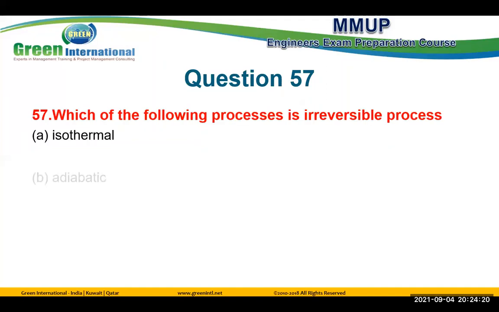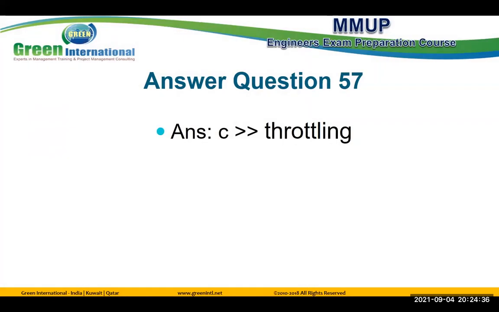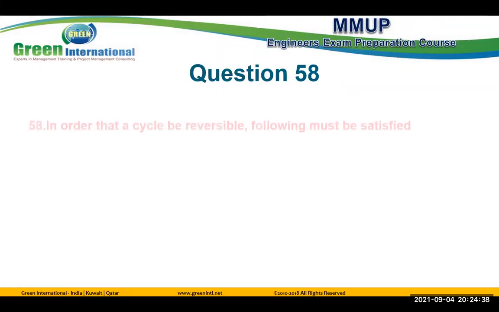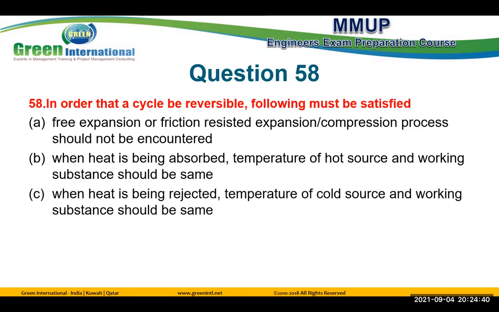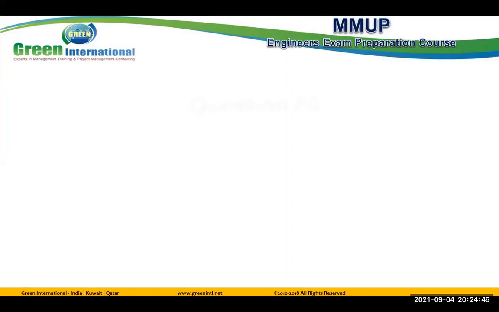Which of the following is irreversible? Throttling. Adiabatic may be reversible, and isothermal also may be reversible. So throttling, option C. That's a good irreversible process.